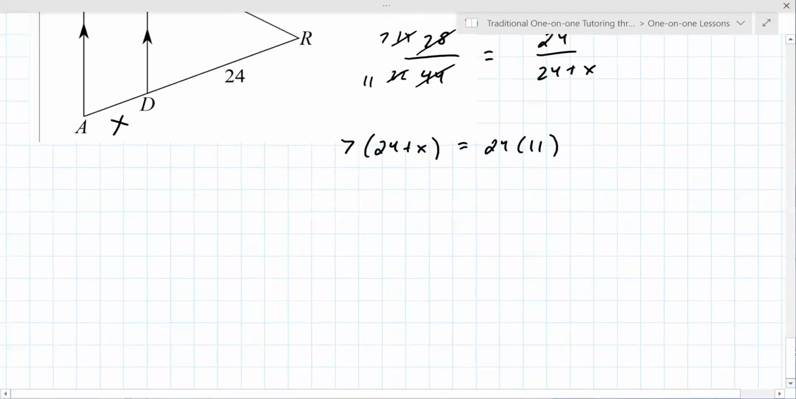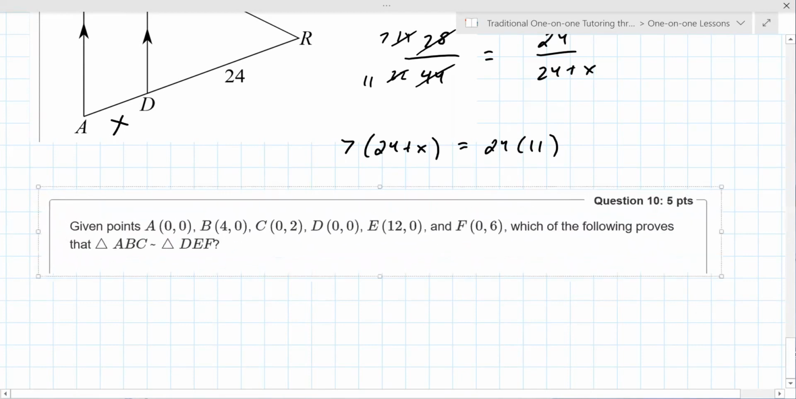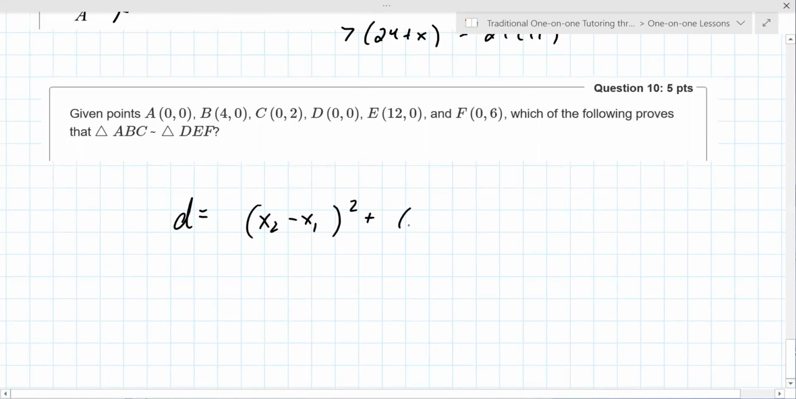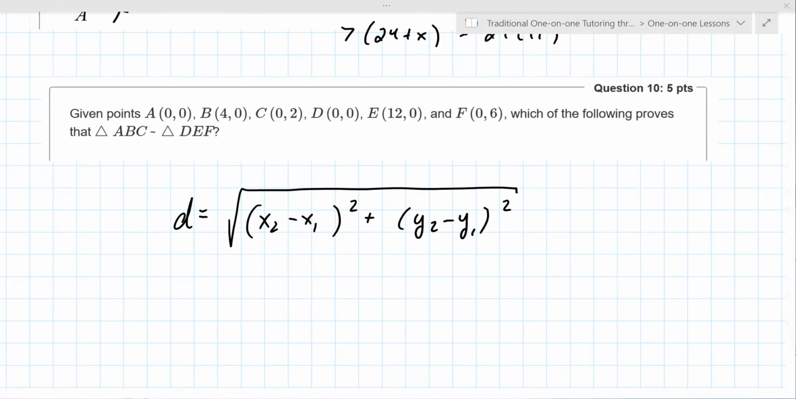Can you look back in your notes and see if you've got the distance formula written down? Here it is. So it's x2 minus x1 squared plus y2 minus y1 squared, square rooted. Okay. Now, I want you to find the distance from B to C.